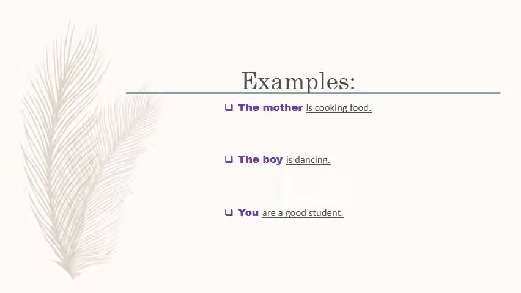We have also seen some examples such as: the mother is cooking food, the boy is dancing, you are a good student, where in sentence 1 the mother is a subject and is cooking food is a predicate. In sentence 2 the boy is a subject whereas is dancing is a predicate. In sentence 3 you is a subject whereas are a good student is a predicate.